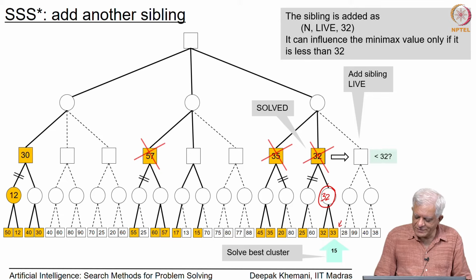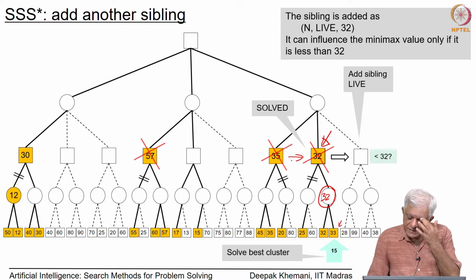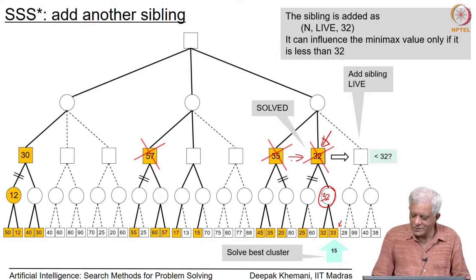And because this 32 is not the last child of its min parent, we will again add its sibling with an upper bound of 32. So, observe that when we went from 35 to 32, the value of the cluster went down to 32. Now, we want to go and explore whether it can further go down from 32 in the next sibling.